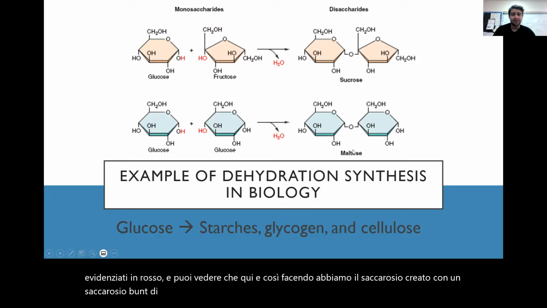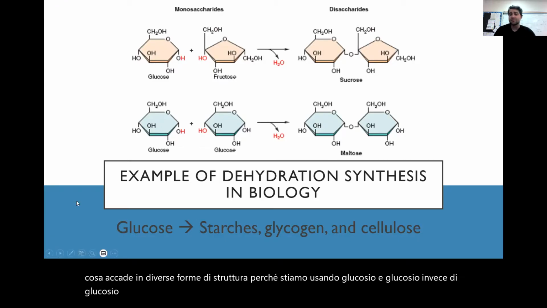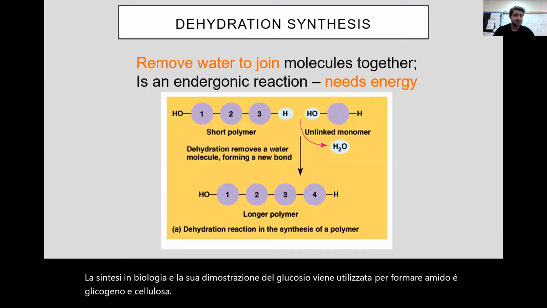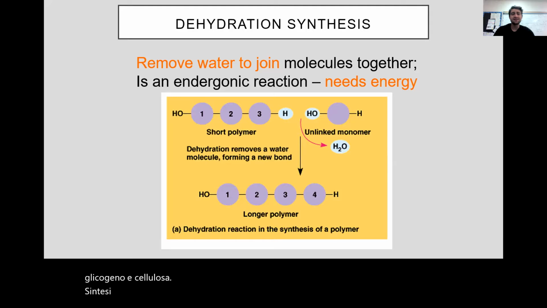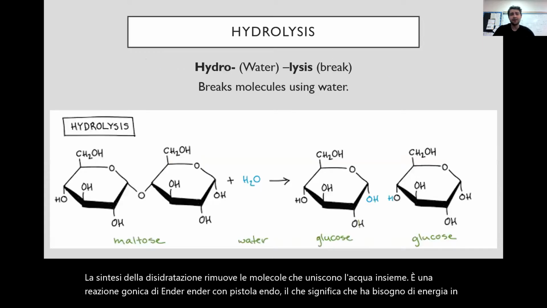Glucose, same thing happening, different form of structure because we're using glucose and glucose instead of glucose and fructose, forming maltose. This is a good example of dehydration synthesis in biology, and it's a demonstration of how glucose is used to form starches, glycogen, and cellulose. Dehydration synthesis removes water and joins molecules together. It is an endergonic reaction, which means it needs energy. Anytime we build a molecule to create a bond, we require energy.